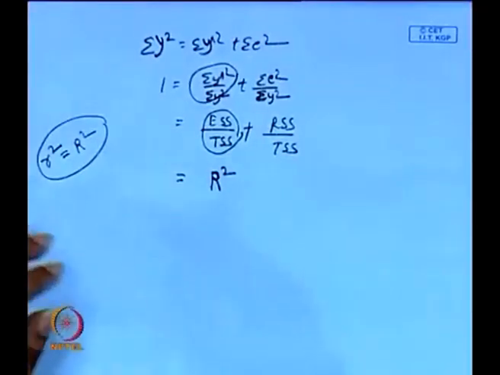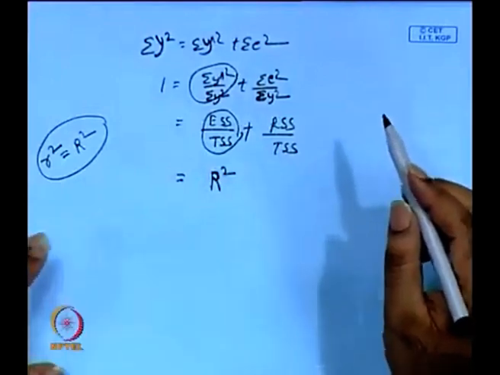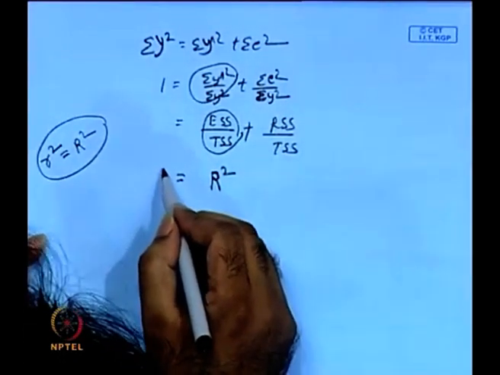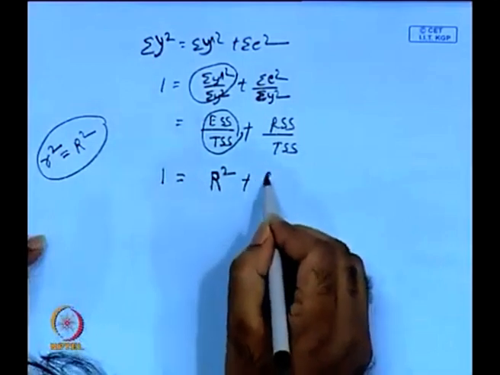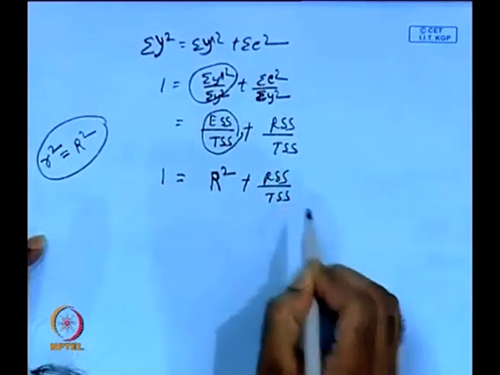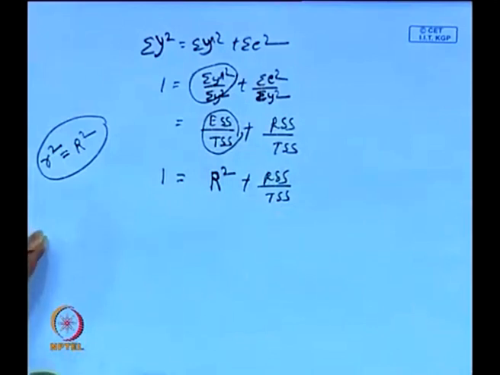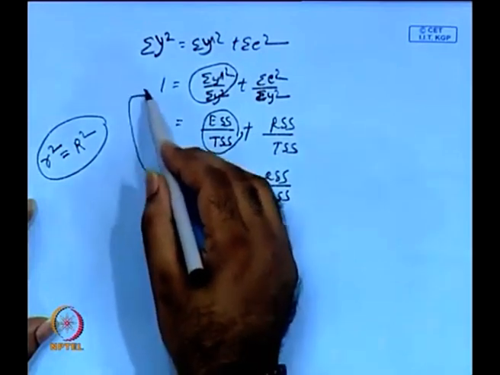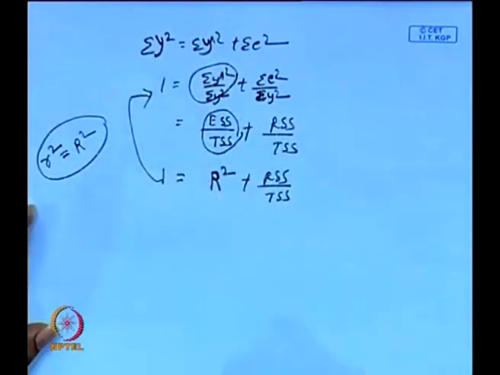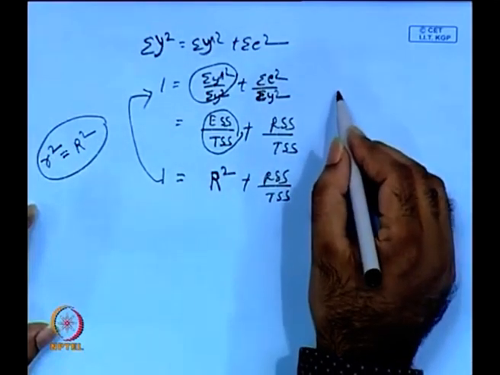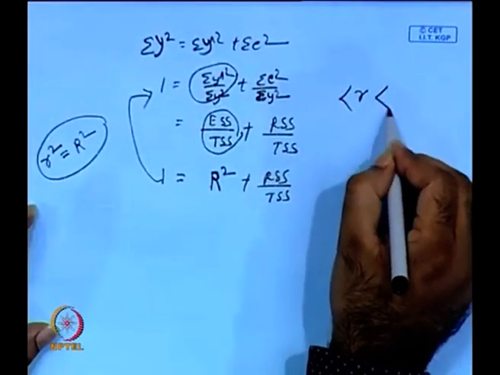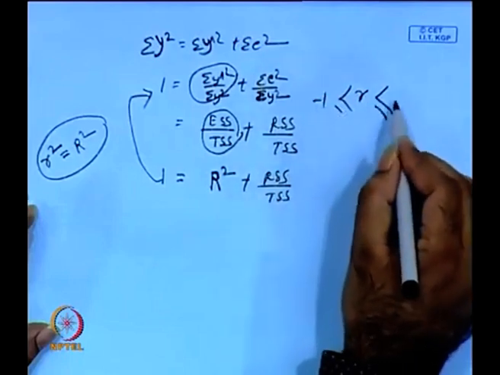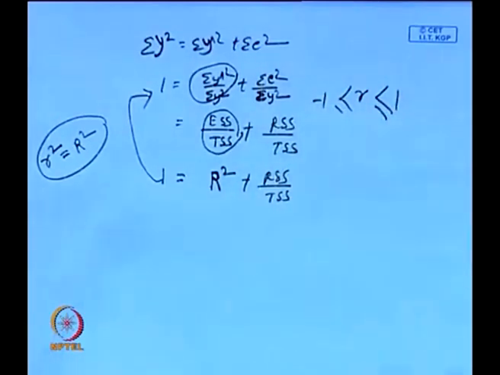So, R square is the ratio between explained sum square and total sum square. By default, 1 equals R square plus RSS by TSS. Now there is a beautiful interpretation here. Fortunately, this particular item can be turned into this one. Now we know the correlation coefficient is usually in between minus 1 and 1. This is how the correlation coefficient ranges.